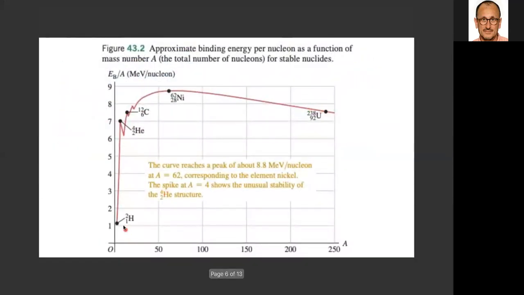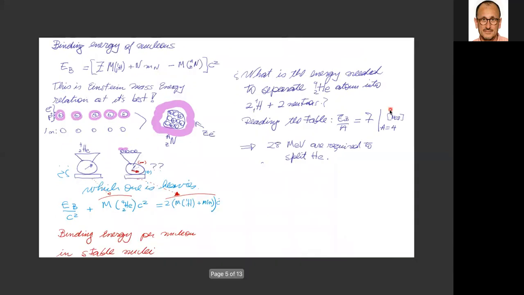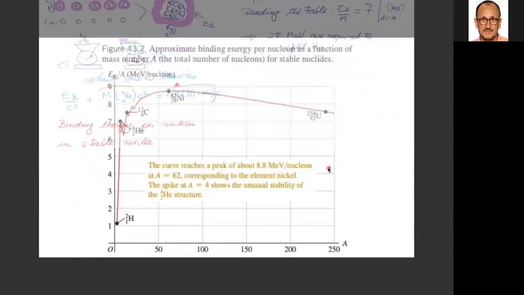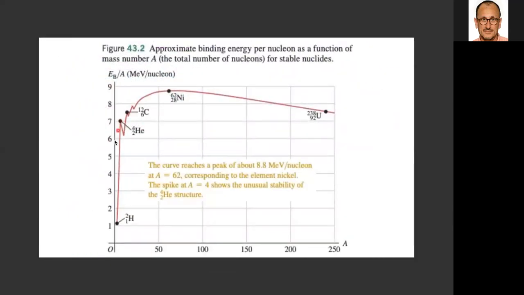So I go here into this table and I read the number of the binding energy per nucleon, and I read 7. Okay. So what is the energy? Well, the binding energy per nucleon will be 7. It means that the total energy, since A is equal to 4, is going to be 28 mega electron volts required to split the helium atom. Okay. To resplit this and form something else. That's essentially what it is.